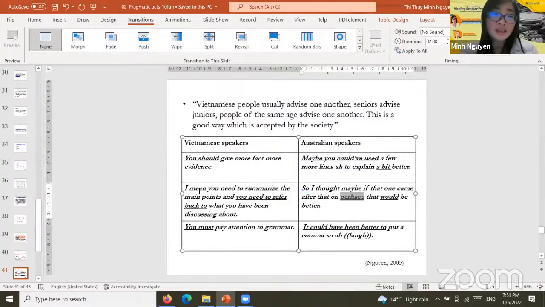So what is happening here is my participant transfers both the sociocultural norms of the Vietnamese culture when they speak English, as well as the linguistic expression. Okay, you should, you need, and you must. This is what we usually say in Vietnamese. So they transfer both linguistic expression and sociocultural norms when they communicate in English. And if they were paired to give feedback with an Australian student, they may offend their peers by giving such strong advice. Okay.